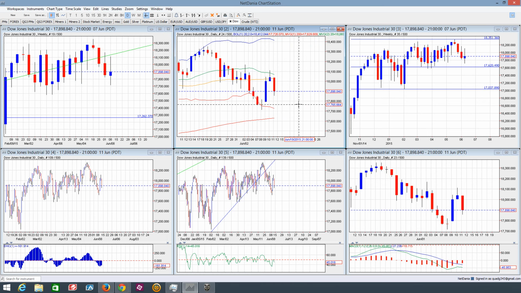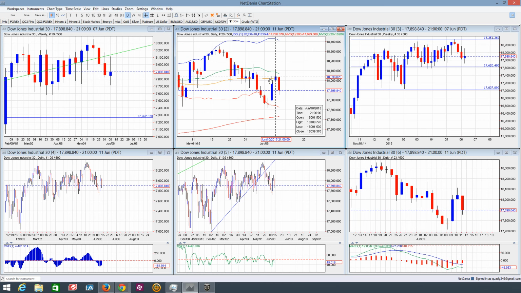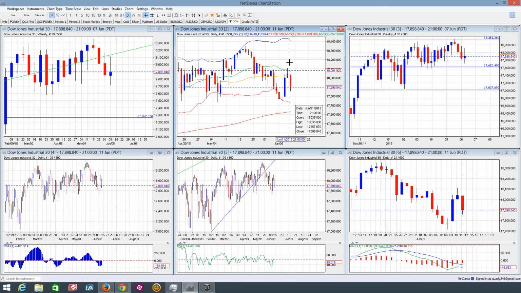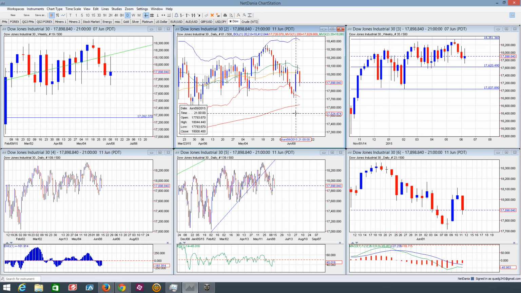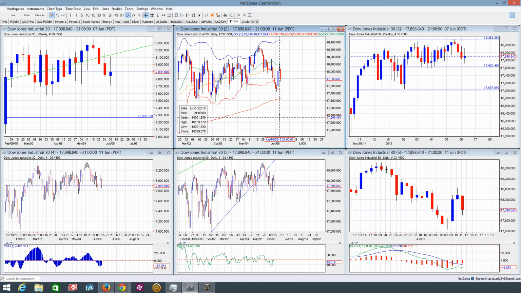All right, so the Dow on the 50 DMA is the orange line. You can see that the 50 and the 20 DMA did pose some resistance this week. And then we got the 200 DMA right here in this red line below, which I think could see a test fairly soon. And that'll be a really important test.